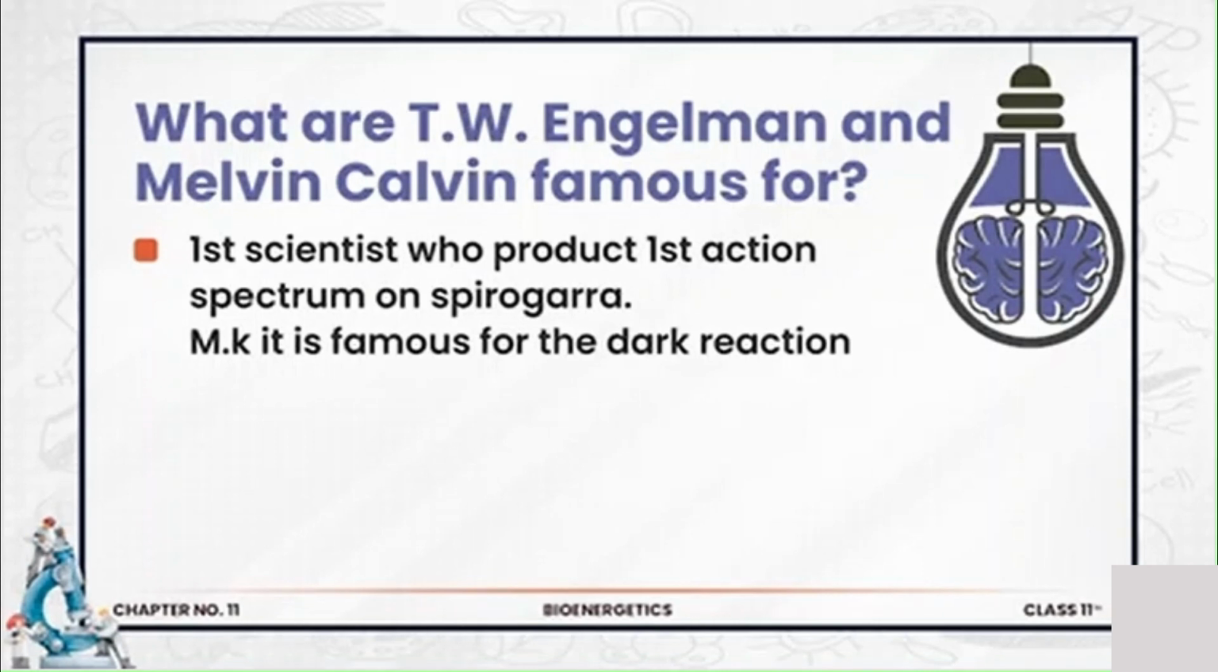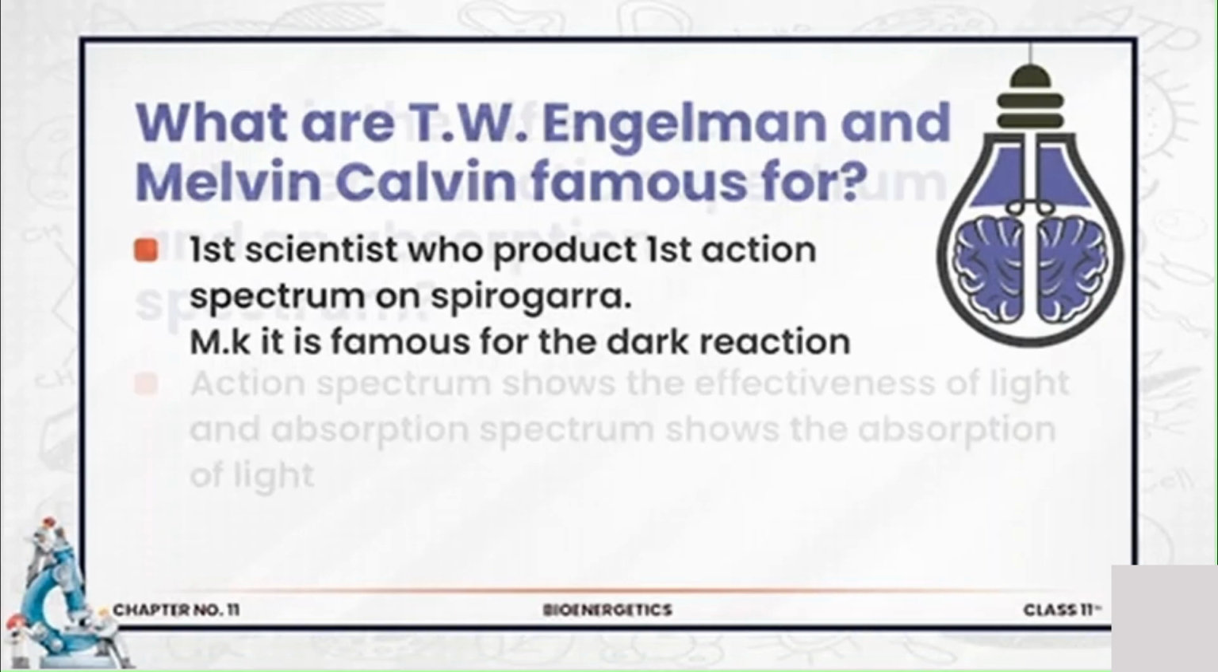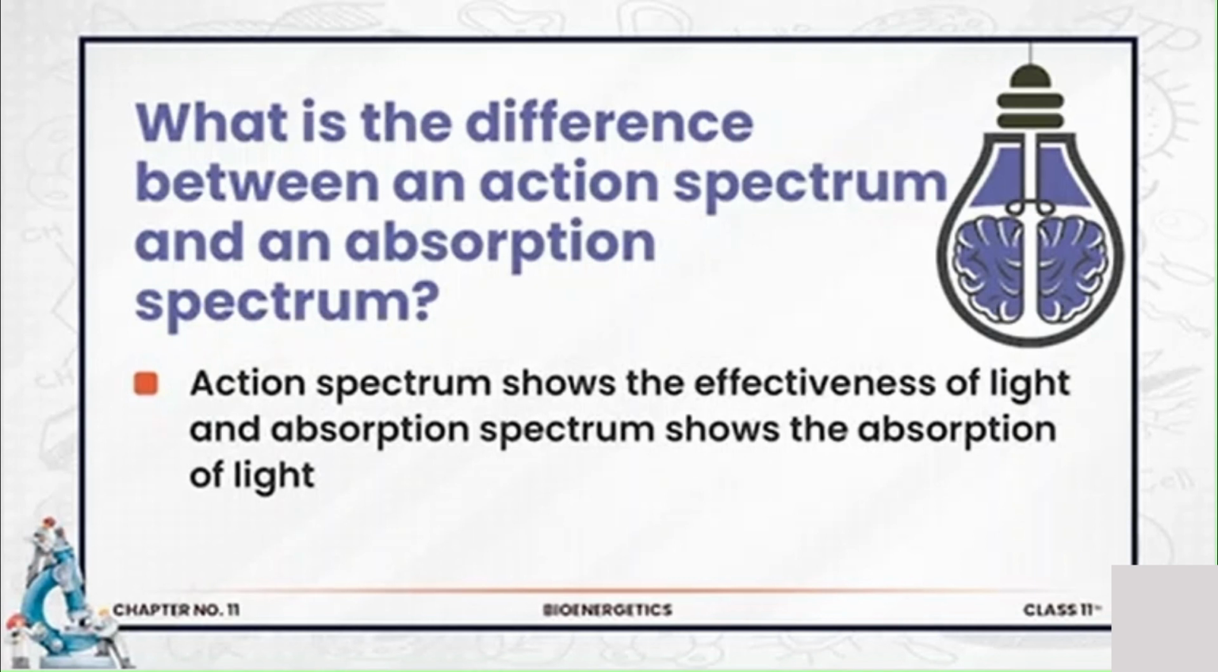और Melvin Calvin is famous for the dark reactions. ठीक है. Question number 4, what is the difference between an action spectrum and an absorption spectrum? So this one's details से समझाया गया था आपको. Absorption spectrum for a chlorophyll indicates the level of absorption of different wavelengths of light, while action spectrum shows the effectiveness of different wavelengths of light in photosynthesis.